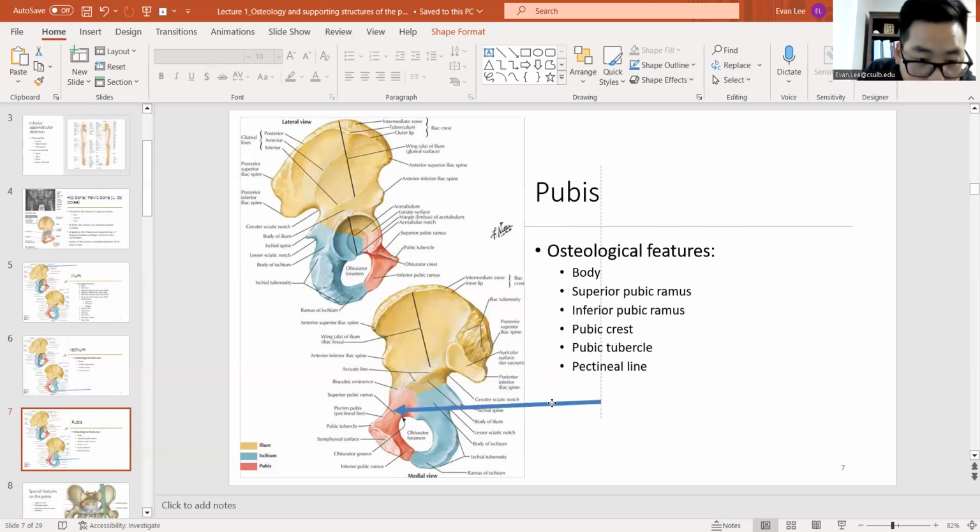Actually, you can see it a little bit better here. Here's the pectineal line over here, which is on the upper edge of the pubis. But like the ischium, there's also a bridge portion that goes from the pubis to the acetabulum, as well as from the pubis to the ischium. These are the superior pubic ramus and inferior pubic ramus.